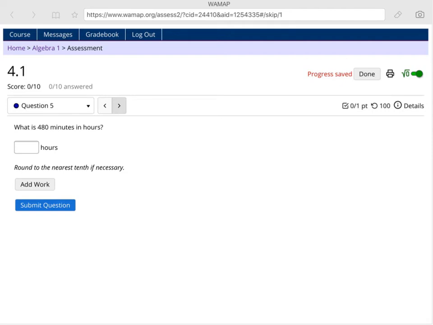Because I felt like it. Because I happened to read the word minutes before I read the word hours. There's nothing magical about what has to be on the left or has to be on the right here. The only thing that really matters is that we have 60 minutes on one side and 1 hour on the other side, because those are the ones that are equivalent to each other.